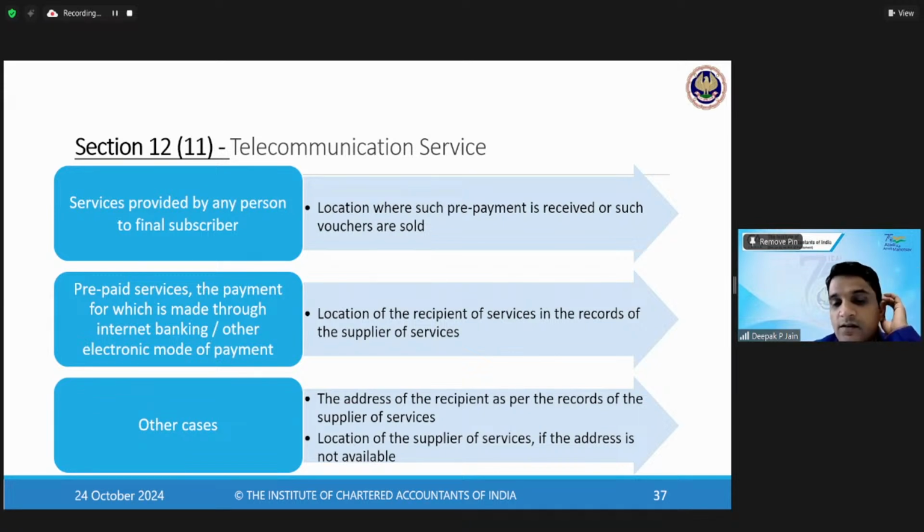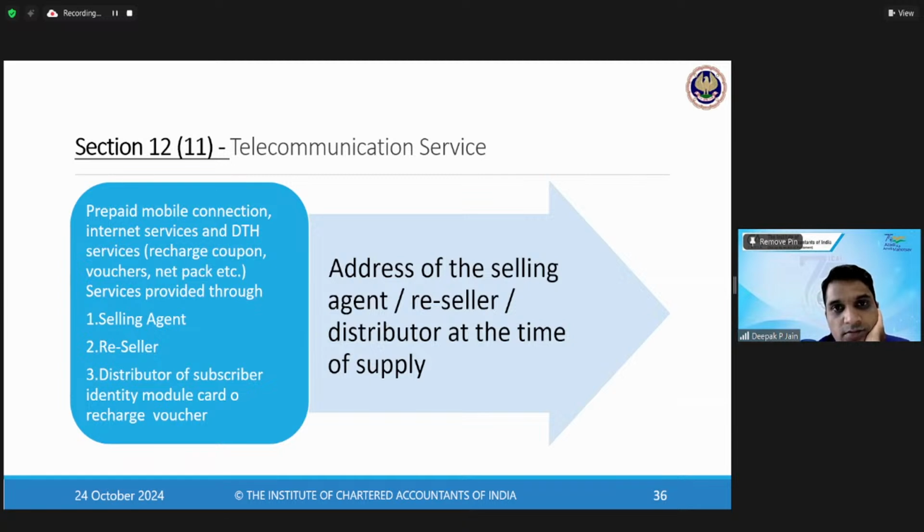Sir, am I audible? Yes, yes. Sir, in case I recharge the phone of my brother or anybody else, then the place of supply will be? If you are recharging it through a selling agent, it will be the address of that selling agent itself. It will not depend on who is making the payment. In all the previous services, it was the payer, whether registered or unregistered. In telecommunication services, the recipient could be anywhere. The place of supply will be decided where this addition or recharge or top up is happening. That will become the place of supply.